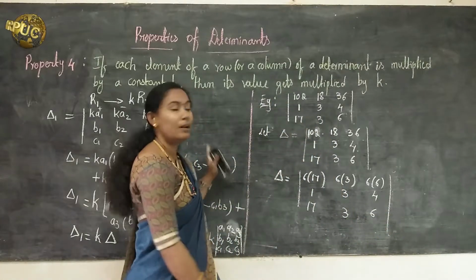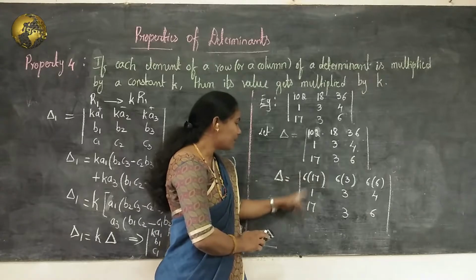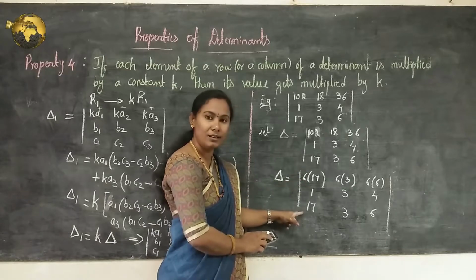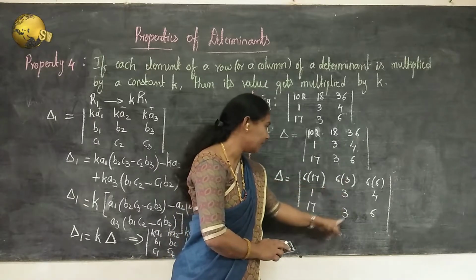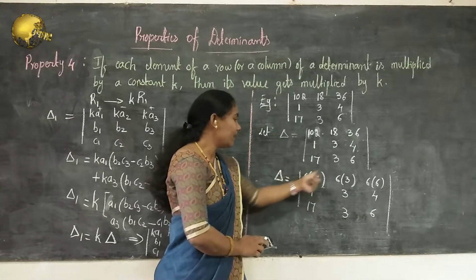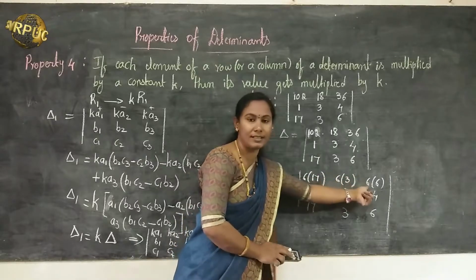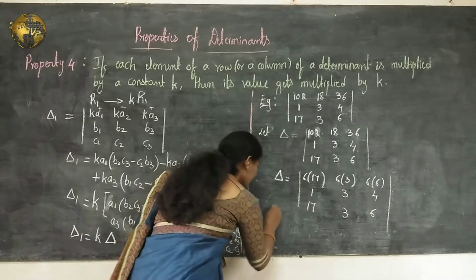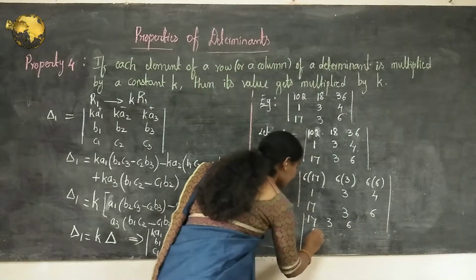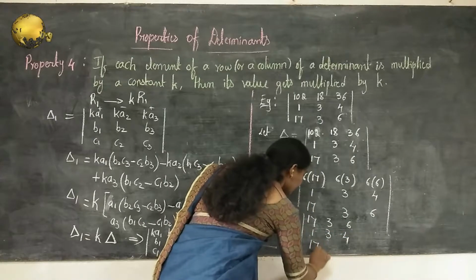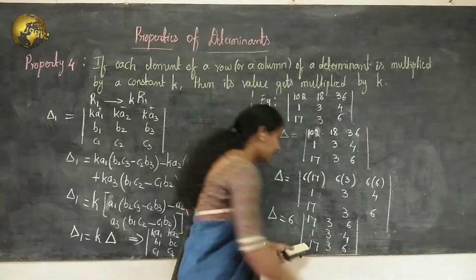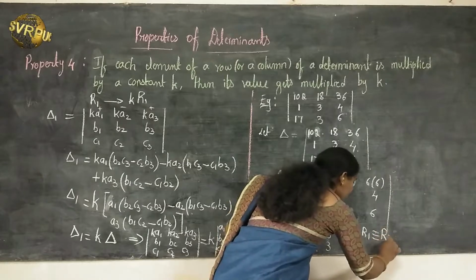Just see, according to the property I already told you, the corresponding elements of R1 and R3 are proportional. See here, 17, 17, 3, 3, 6, 6. Either we can use this property or we can take out a common element. See here, 6, 6, 6 are common, so we can take 6 out. That becomes 17, 3, 6; 1, 3, 4; 17, 3, 6. Now just see, R1 and R3 are identical here.